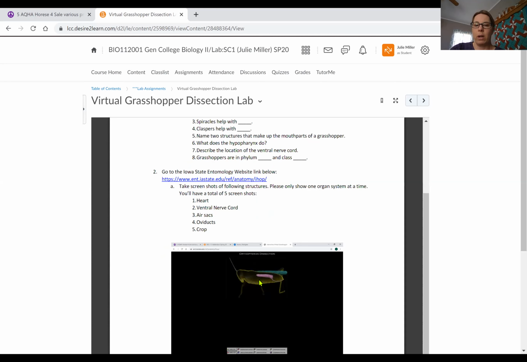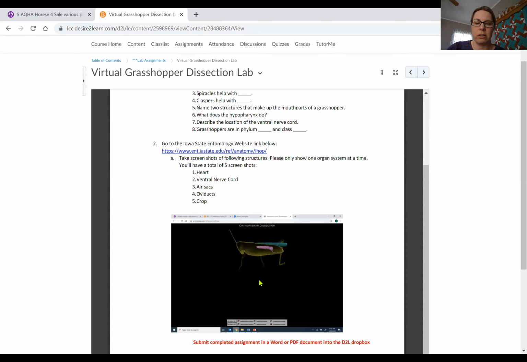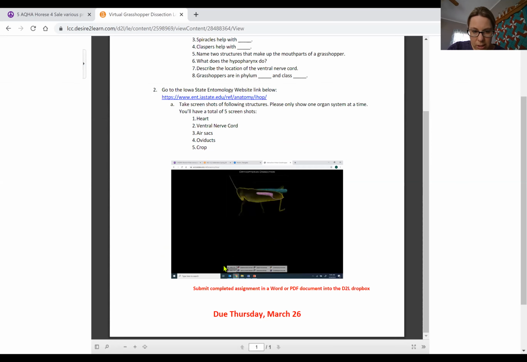Okay, and what I want you to do is to take screenshots. Do you see these little buttons down here? If you click on those buttons, it will show you different organ systems of the grasshopper. So I want you to find the heart, which is going to be part of the circulatory system. You click on circulatory system, look at those structures, and then take a screenshot of it.